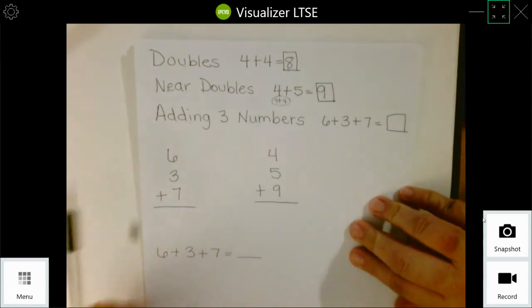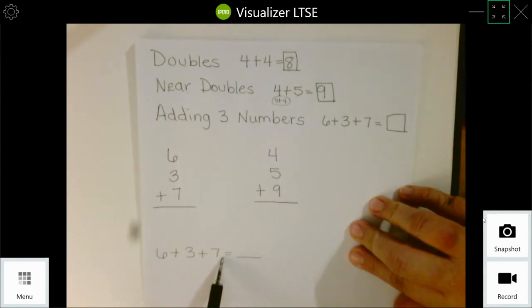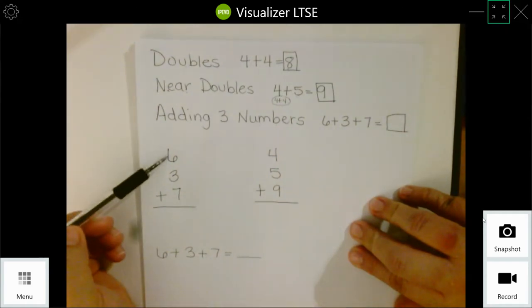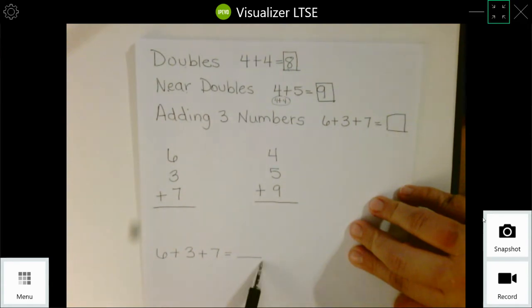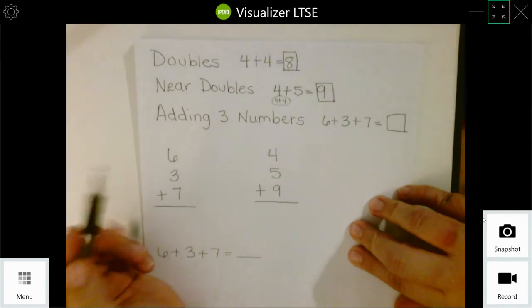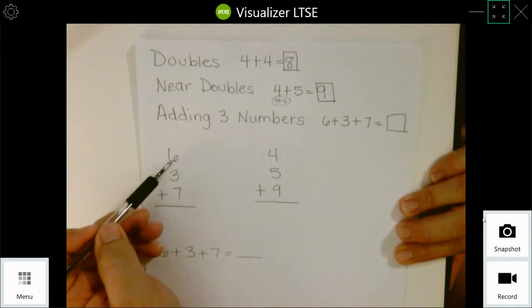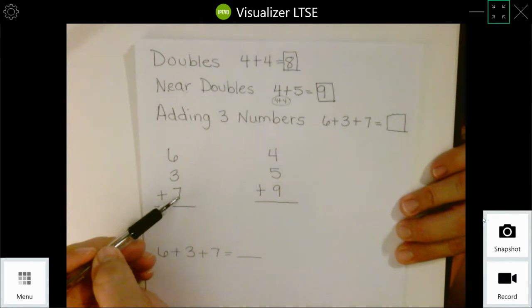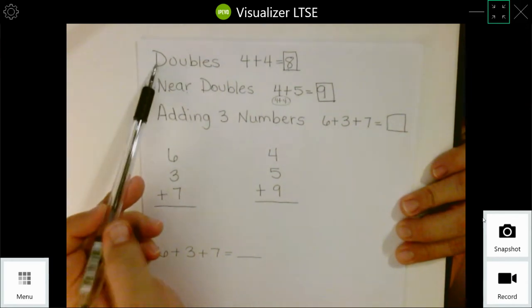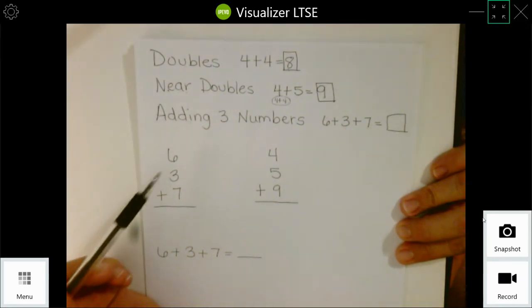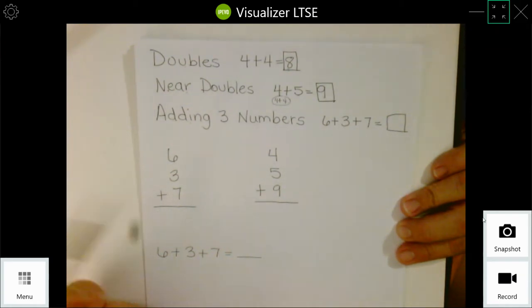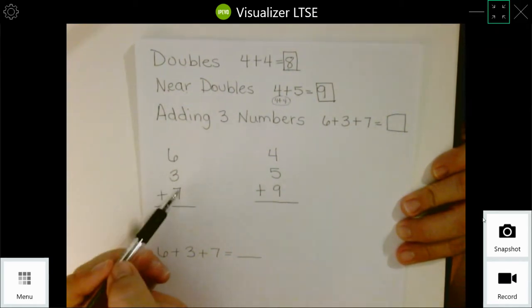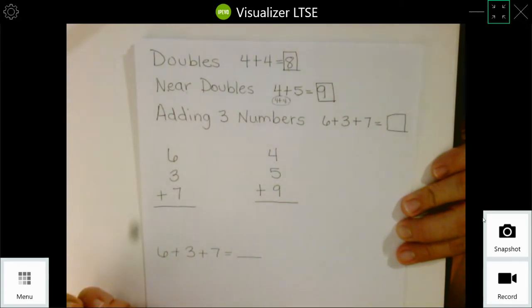Don't forget that adding it this way, 6 plus 3 plus 7, is the same as adding it this way, 6 plus 3 plus 7. Okay, this is vertical, this is horizontal, but it's the same thing. You're doing the same addition problem. So now, if we look at our add-ins, we have 6, 3, and 7. Well, I want to look to see, do I have any doubles or near doubles or any ones that I think are the easiest ones to add? Some people like to start off with the two biggest numbers, and that's up to you. If you feel like you want to add the two biggest numbers, that's fine.